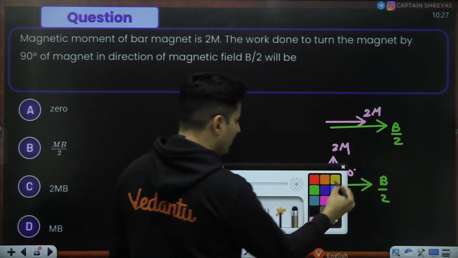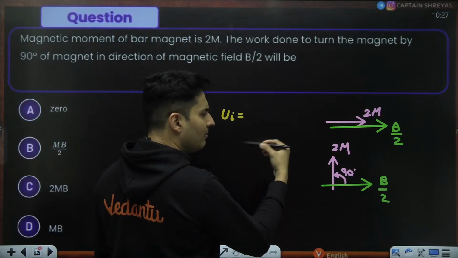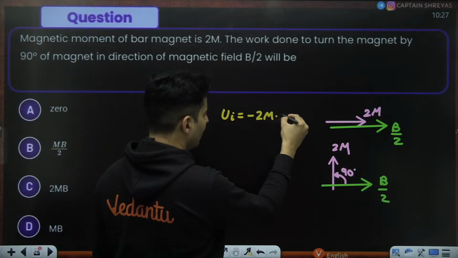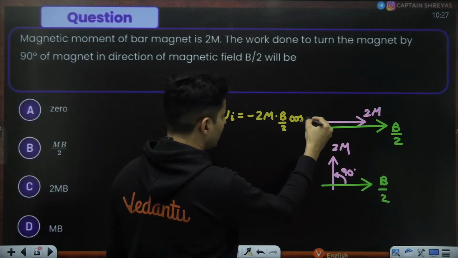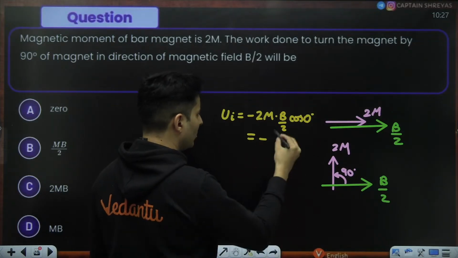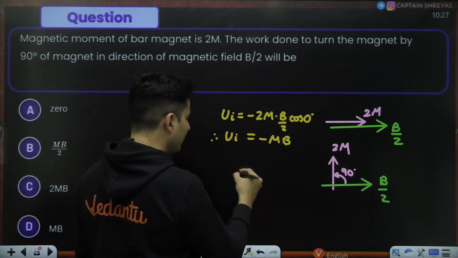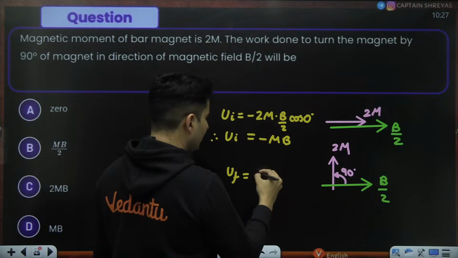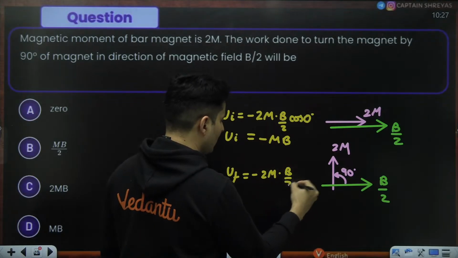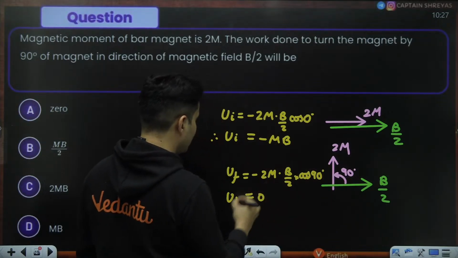So just calculate a few simple terms. What is the initial potential energy? It is minus mb cos theta. So minus m into b into cos 0, because the angle is 0 now. Cos 0 is 1, so it will be minus 2 and 2 cancels, minus mb. That is your initial energy. Now similarly, what is your final energy state? So it will be minus m into b, which is b by 2, into cos of 90 degrees. Cos 90 is 0, so the final energy is basically 0.